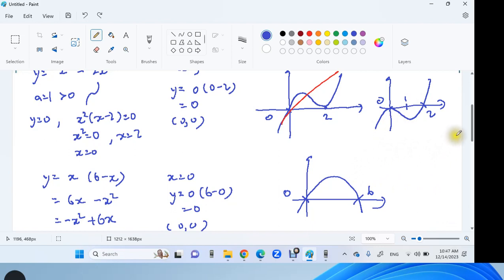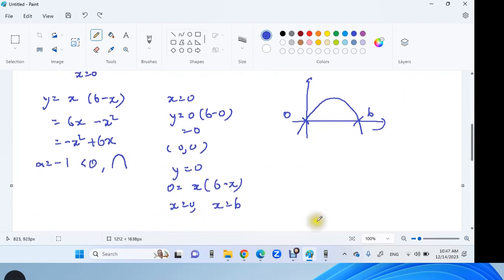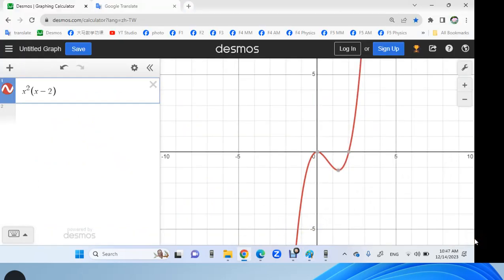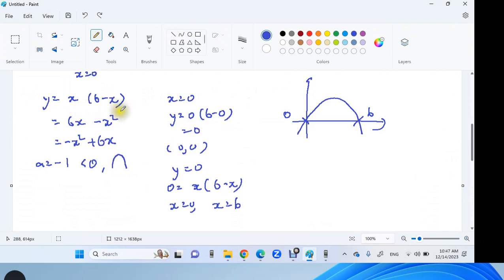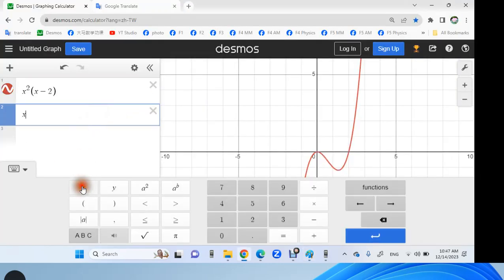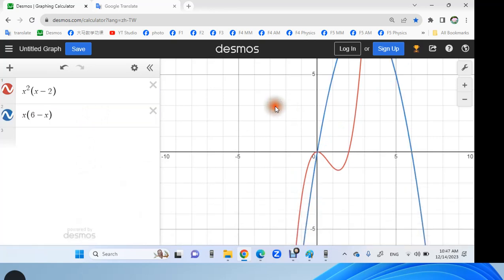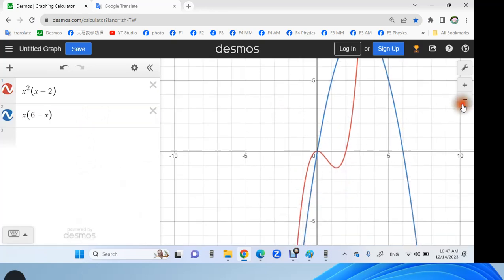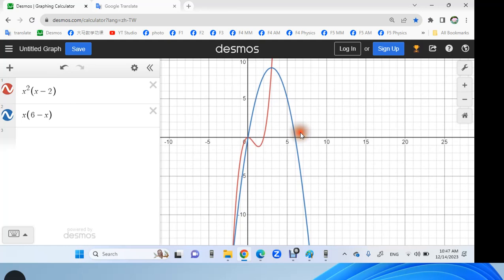In the same axis, actually, it is very difficult. So I just use the decimals to do the thing. That is x(6 minus x), and then 6 minus x. Okay, so this is how the graph looks like.